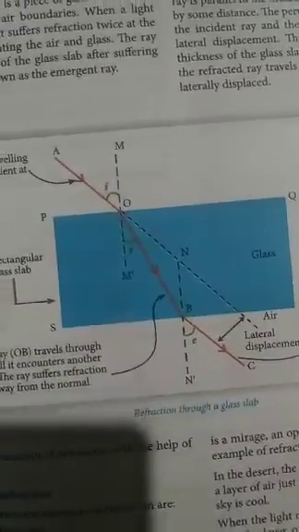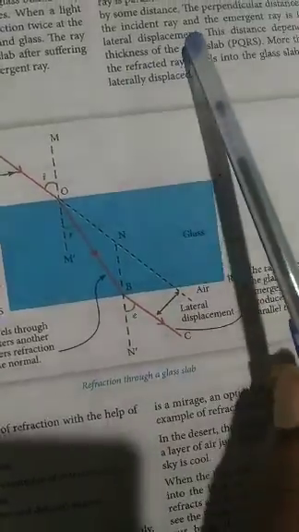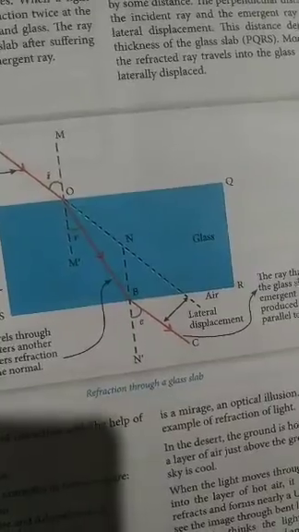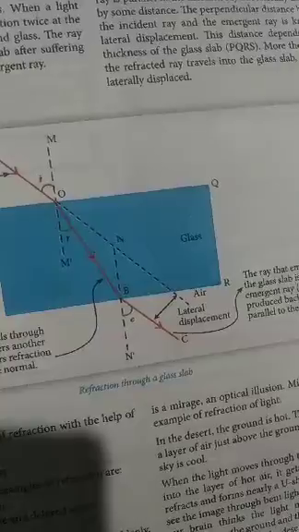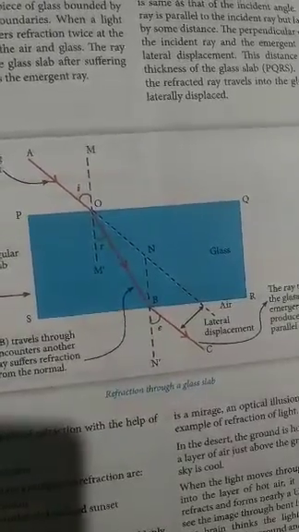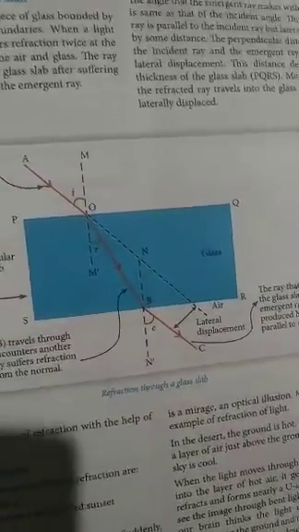Now the angle that the emergent ray makes with the normal is the same as the incident angle. Thus, the emergent ray is parallel to the incident ray but laterally displaced by some distance. The perpendicular distance between the incident ray and the emergent ray is known as lateral displacement. This distance is the lateral displacement. The more distance the refracted ray travels into the glass slab, the more it is laterally displaced.